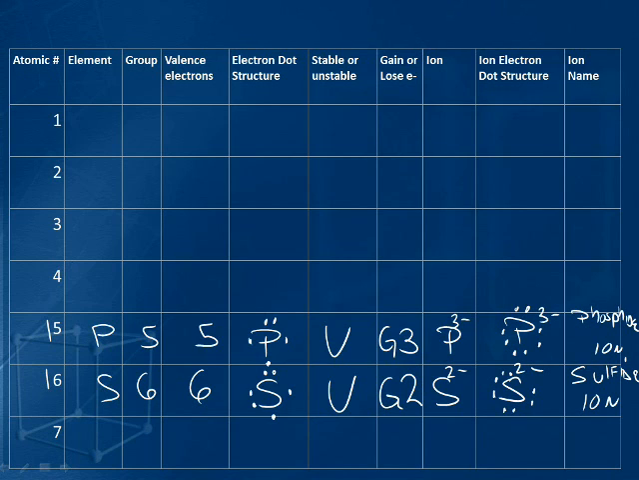All right? So everything is centered around getting 8 electrons. You're either going to lose or gain. And you can see the valence electrons with the dot structure.